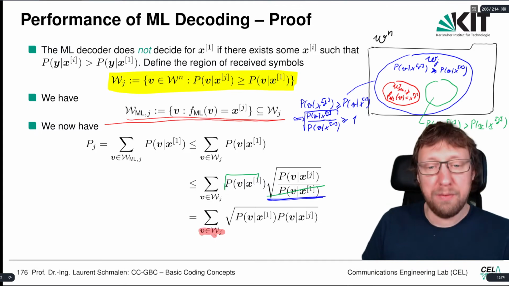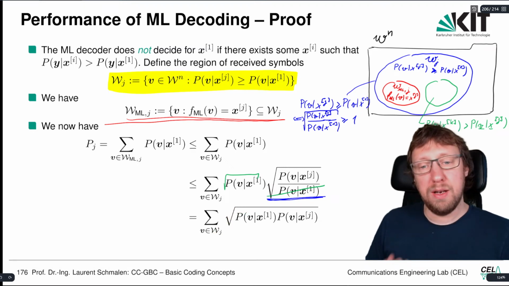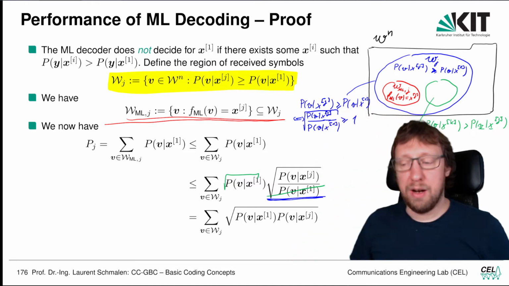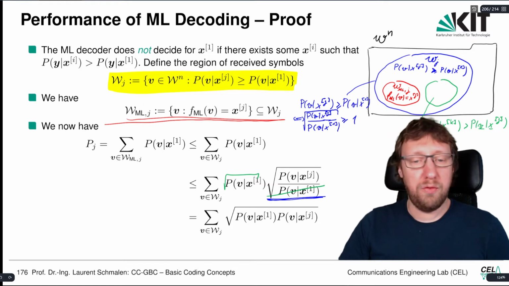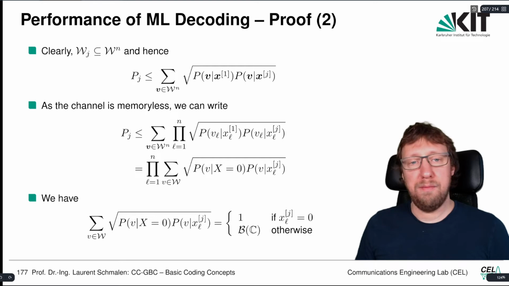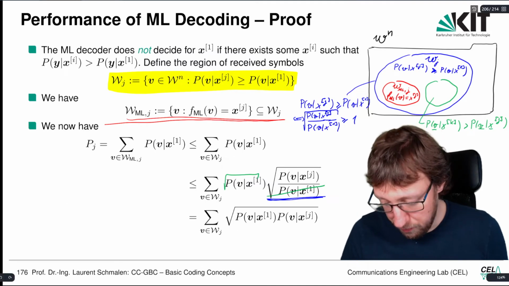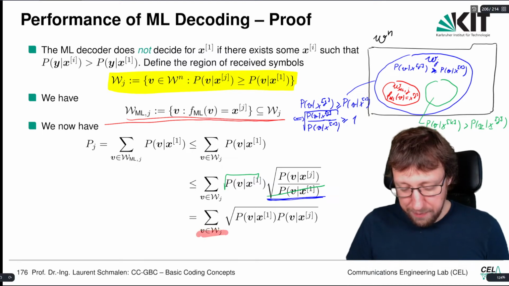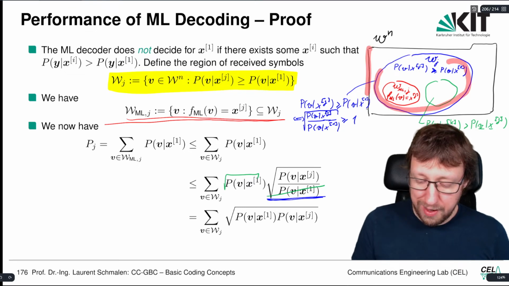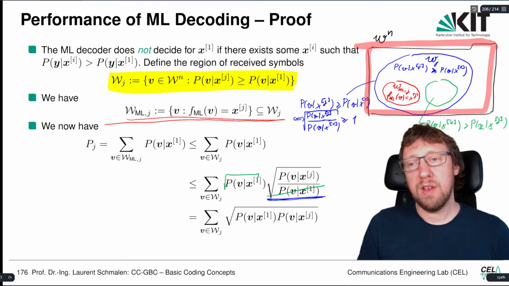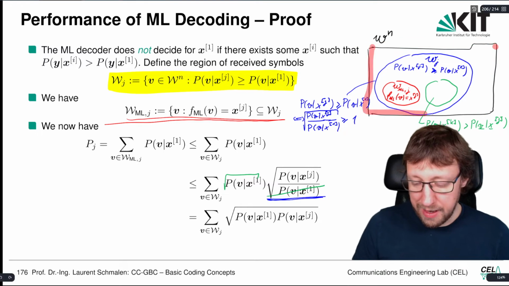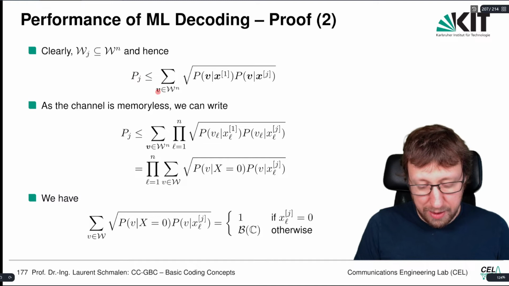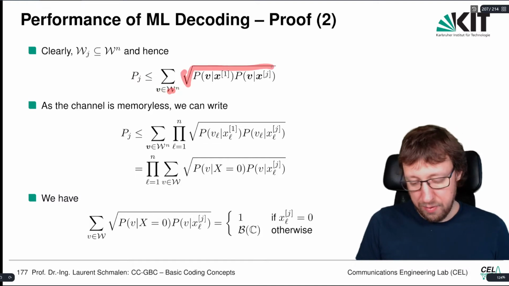So the sum over all v element of Wj of the square root of P(v|x1) times P(v|xj). And you can already see the similarity to the Bhattacharyya parameter. So next we need to further simplify because we still do not have the term that we would like. We still have vectors in here that we need to get rid of. First thing, we're going to get rid of Wj. So we see that Wj is a subset of W^n. So again, we can do the same trick and we can bound, because this is a larger set and Wj is a subset of W^n. So we have a new bound: Pj is smaller or equal than the sum over all v from W^n of the square root of these two guys.